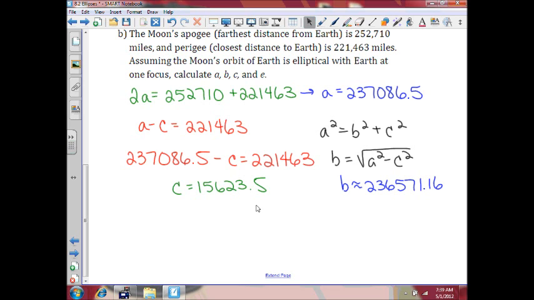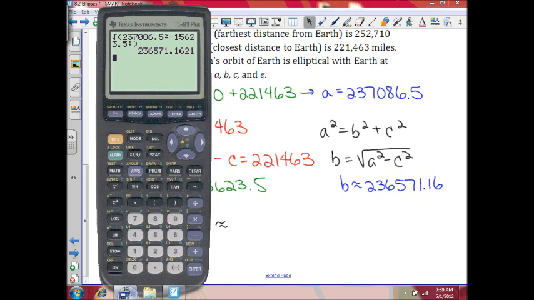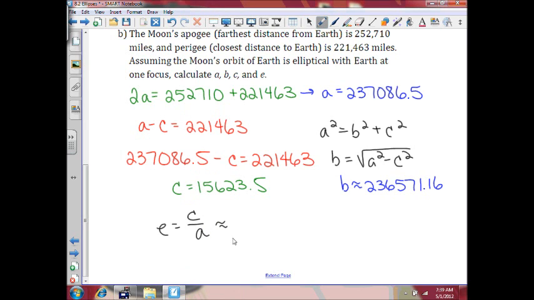Now, to find your eccentricity, remember, e is equal to c over a. So we'll take the 15,623.5 divided by your a value. You get an answer of 0.0659.